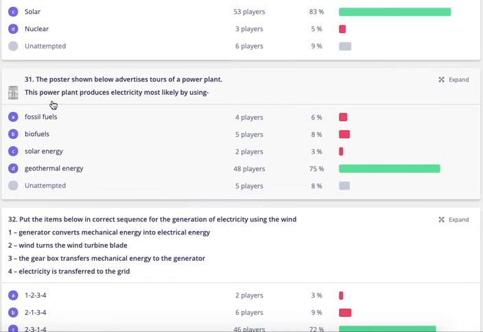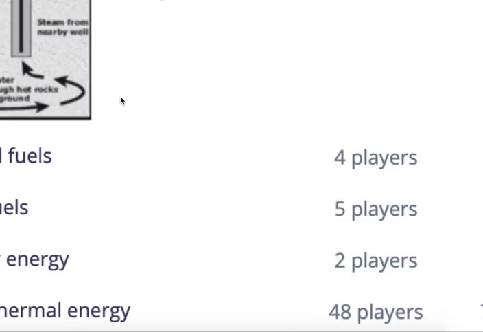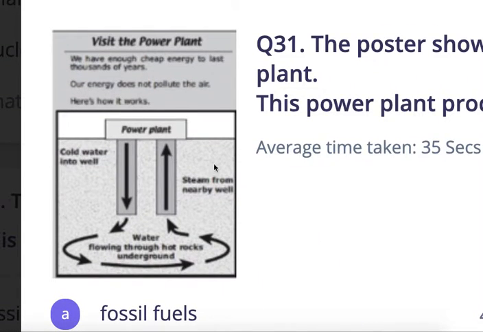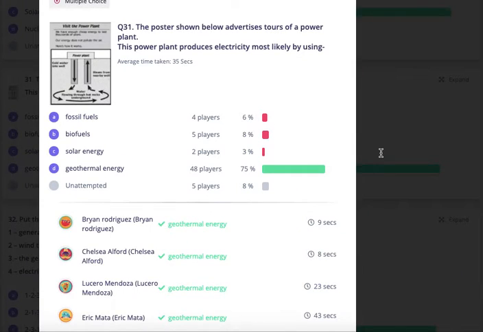The poster shown below advertises tours of a power plant. The power plant produces electricity, most likely using what? So we have to look. Steam from a nearby well. That sounds like underground. Hot rocks underground. Sounds like geo. Cold water into well. Power plant doesn't pollute the air. Lasts thousands of years. Yeah, it sounds like geothermal to me.